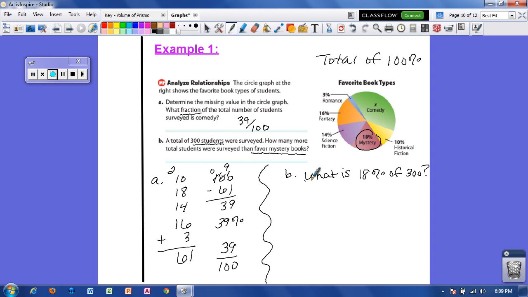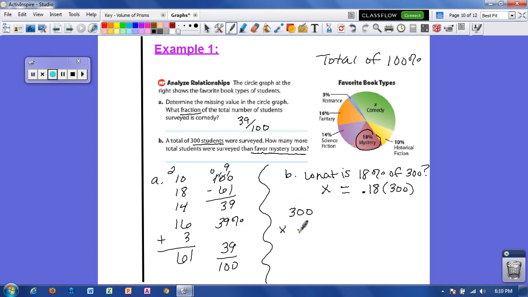Now remember, whenever we find the percent of something, we are just going to write down what each word means. What is X, is equals, percent becomes a decimal, paddle to the left twice, of means to multiply, and then we just bring down 300. So I'm just going to take 0.18 times 300, and that's going to tell me how many students like mystery.